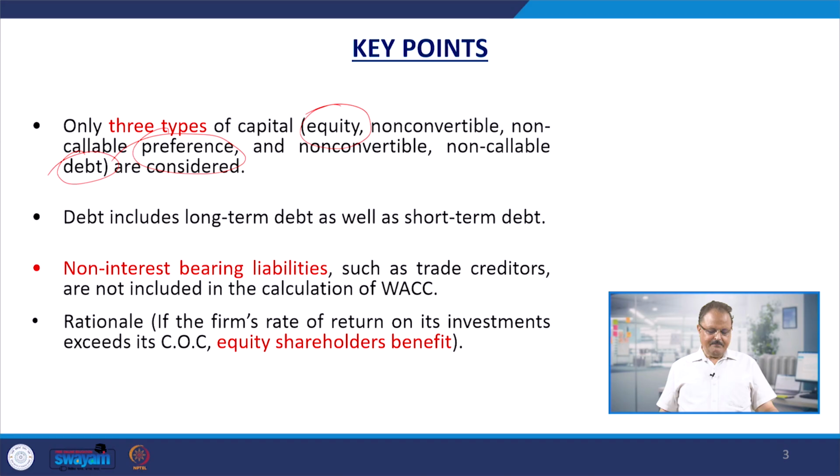And the third capital is non-convertible or non-callable debt. Any debt which cannot be converted into equity shares, or which cannot be called, or which cannot be paid back by the project before the date of maturity, is called non-convertible or non-callable debt. So these are the three important sources we are going to talk about. This is number one, number two, and number three: the equity capital, preference capital, and debt capital, which we have to consider while calculating the cost of capital.